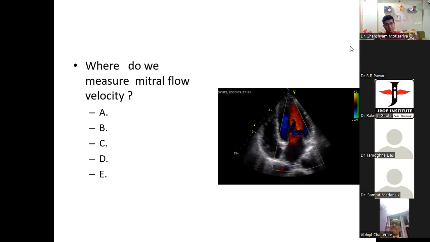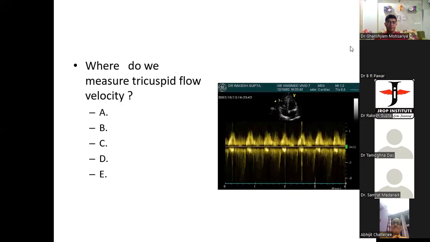Okay, good. But when do you measure from the subcostal window? In which condition, in which patient do you measure from the subcostal window? Sir, in COPD patients. Perfect. God bless you. We expected a very good answer from you. Because the heart becomes almost vertical. Great.